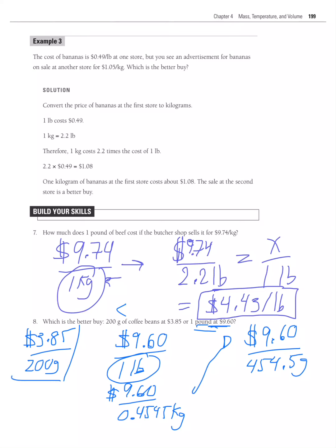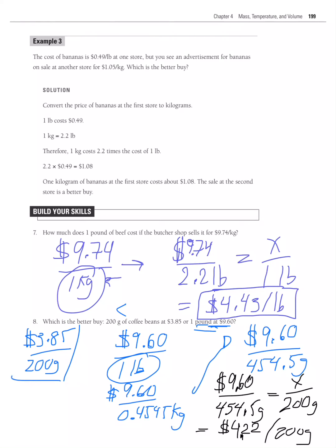I'm so close, I'm in the right units. Now I have to figure out how much for 200 grams. So I'm going to set up the cross multiplying. $9.60 for 454.5 equals how much for 200? And the bottoms are both grams. Doing my cross multiplying and dividing, running out of room here, but I get the answer of $4.22 for the 200 grams.